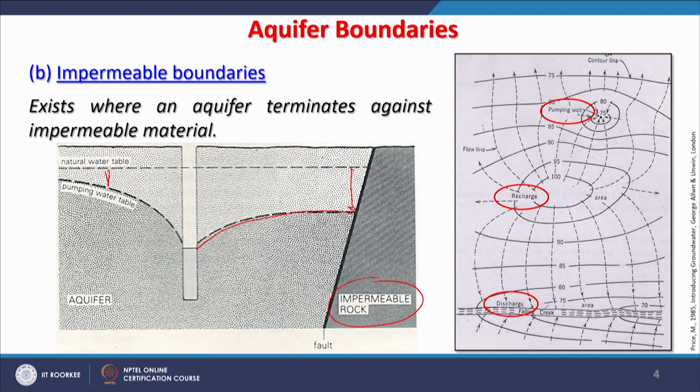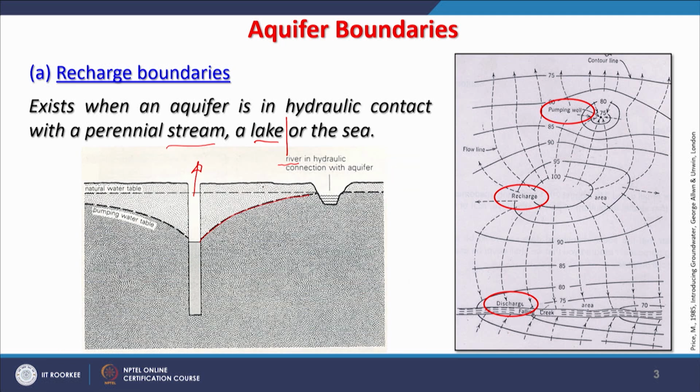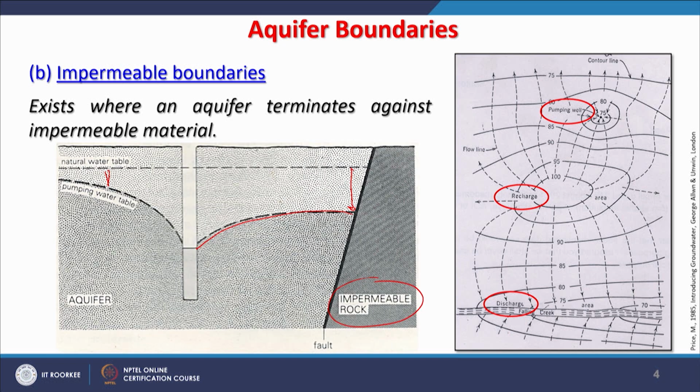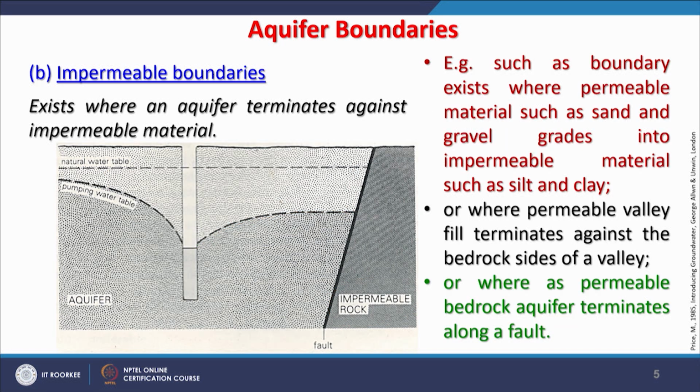So, these situations will also come, and this cone of depression can become deeper very quickly as compared to the boundaries we have seen in the previous discussion. If it is a river or lake, then this cone of depression on both sides will remain the same. If it is an impermeable boundary like this, then the shape of the cone of depression will change completely.